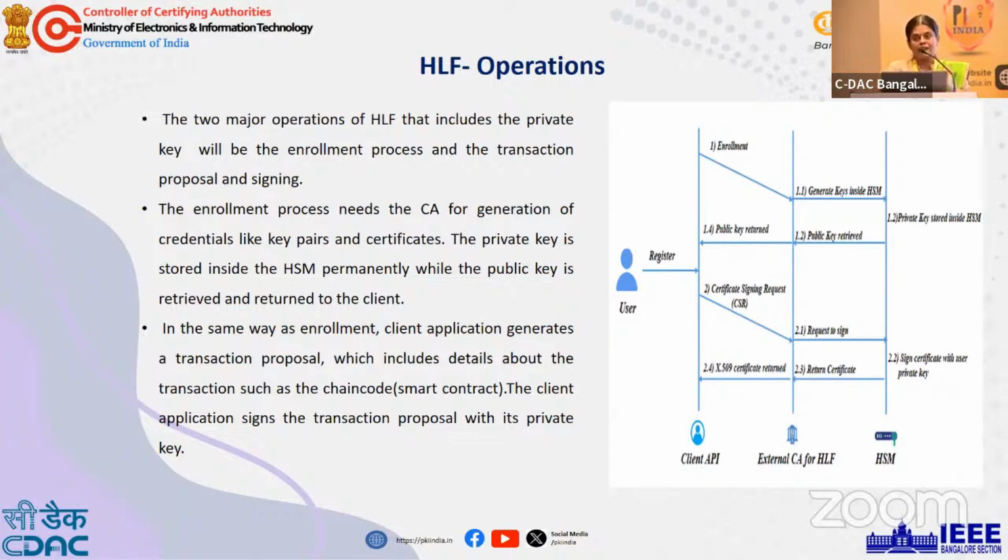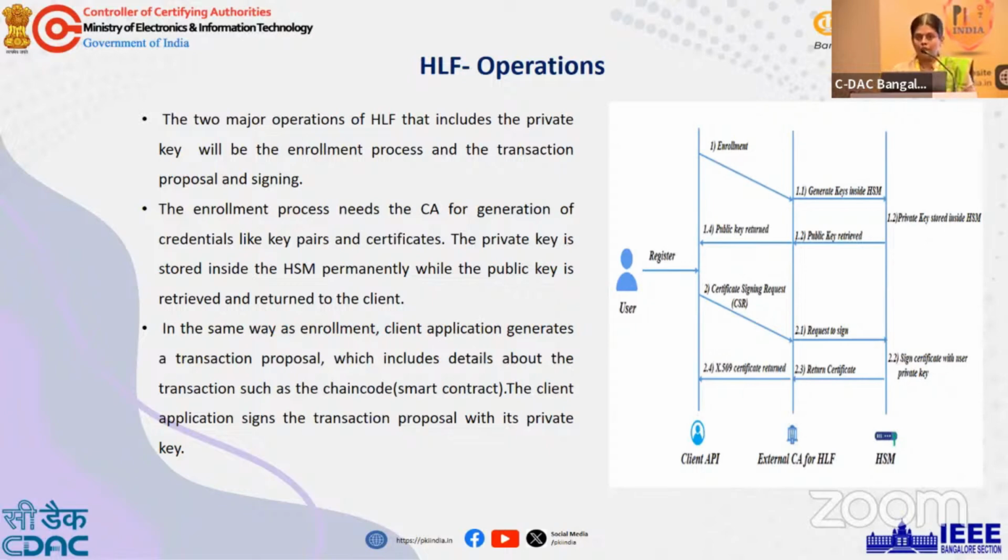In the same way, after an enrollment has been done, the client application generates a transaction proposal, which includes the details about the transaction, such as a chaincode or a smart contract, and it will be submitted to the endorsing peers, nodes inside your Hyperledger, and they use the private key to verify whether this transaction is valid or not. The endorsing peers will sign the transaction using the private key, yet the private key will be retrieved from the HSM vault, and if the transaction is endorsed and committed, it may be ordered as a block inside your blockchain framework.